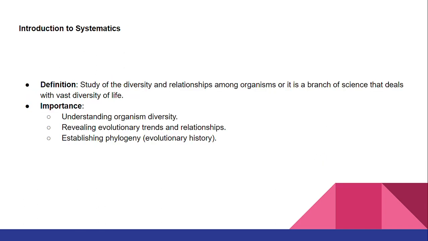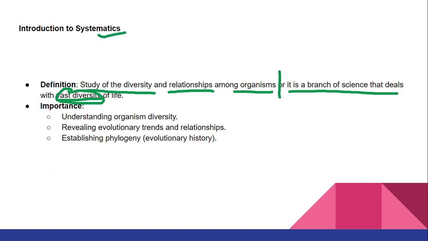Now, introduction to systematics. Class, what is the definition of systematics? In your textbook, it is the study of the diversity and relationship among organisms. Or you can write that it is the branch of science that deals with the vast diversity of life. Let me tell you the trick here, class. Sometimes when you get options of systematics, taxonomy and so on, you get confused. So whenever you see vast diversity, the option is going to be systematics.